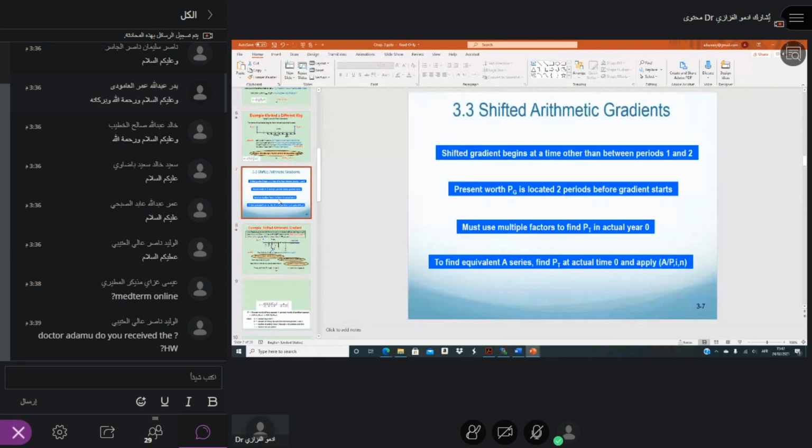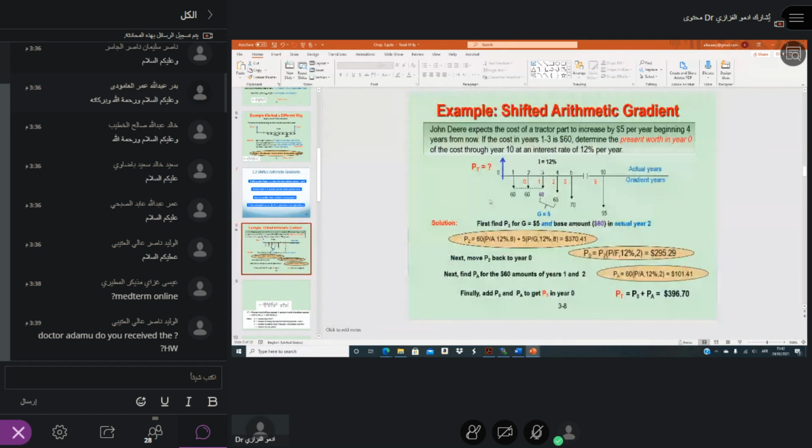To find the equivalent A series, you have to find the present total at time 0, and then you apply the formula for A given P, with i and N. Then you can find the equivalent A series.